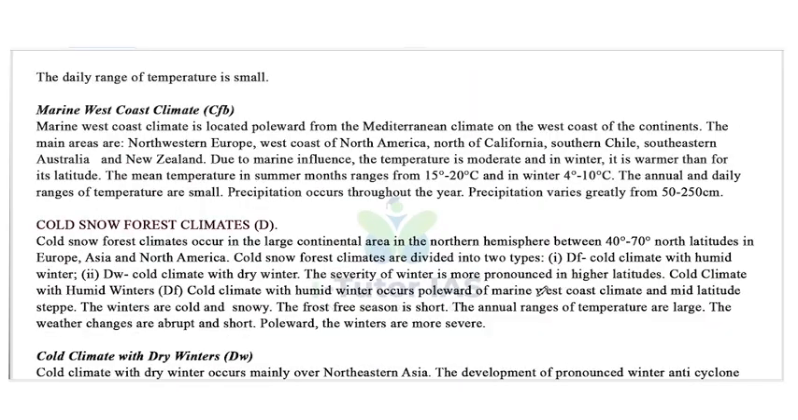Now, marine west coast climate. Marine west coast climate is located poleward from the Mediterranean climate on the west coast of the continents. The marine areas are northwestern Europe, west coast of North America, north of California, southern Chile, southeastern Australia, and New Zealand. So these are some of the main areas.